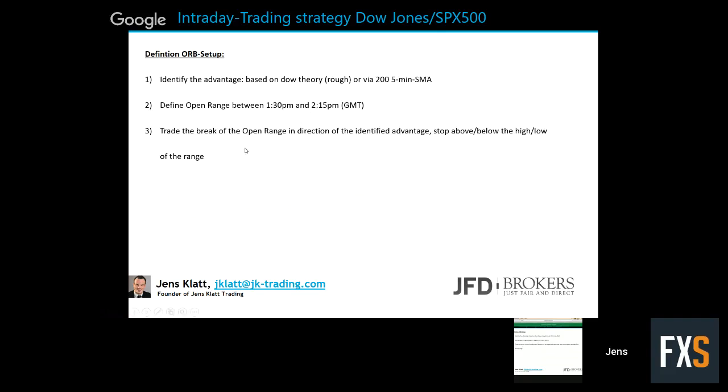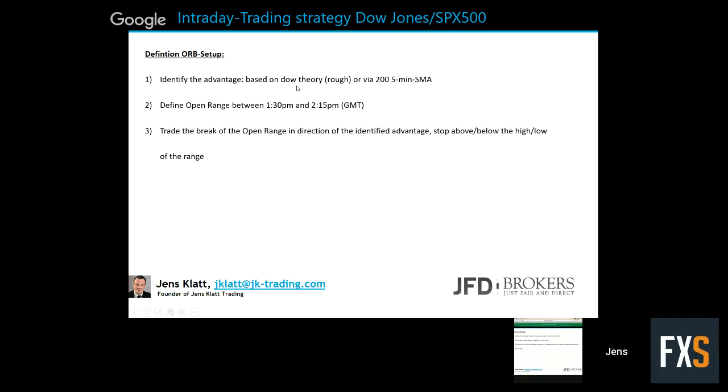And then you trade the break of this range in direction of the identified advantage. Usually you do this, depends on the discretionary touch, as already described. But usually what you do is you put the stop above or below the high and low of the range, and then you go with the breakout in direction of the identified advantage. And that's, by the way, the setup here. And how you identify the advantage is something already described here.